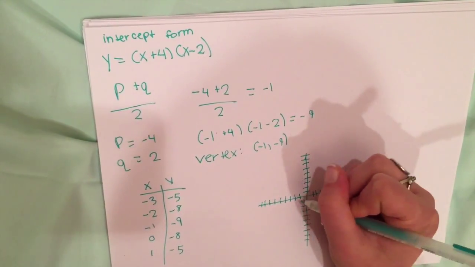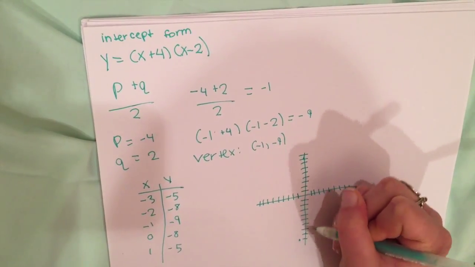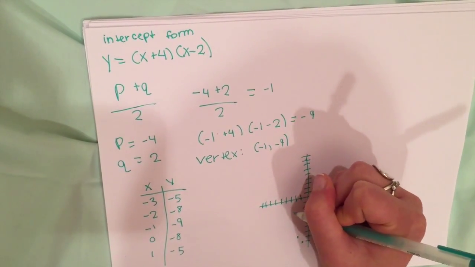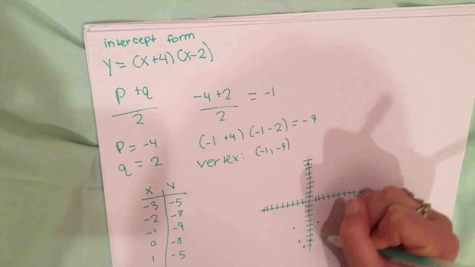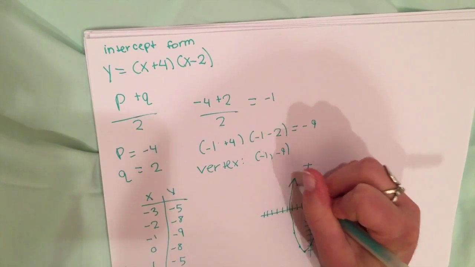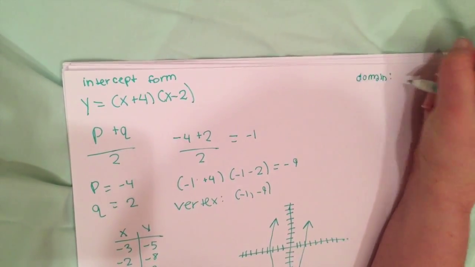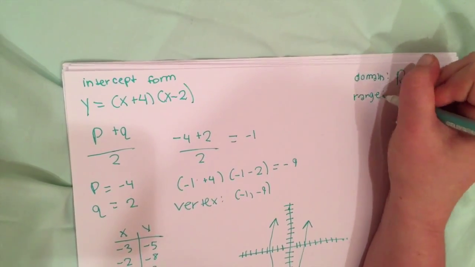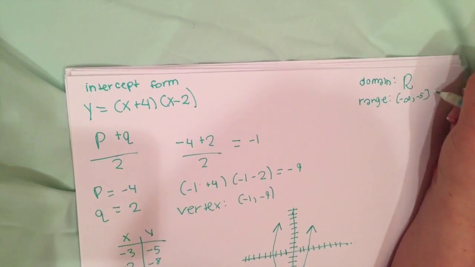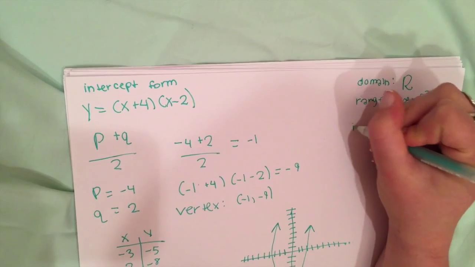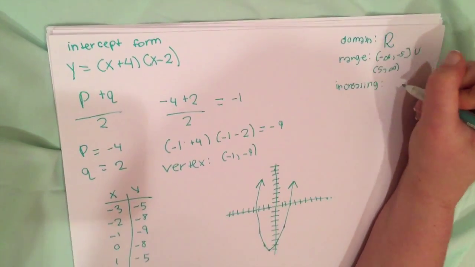Then you plot 2 points to the left of the vertex and 2 points to the right, and this is your graph. The graph is an up U because a is positive. The domain is always all reals, and the range is from negative 9 inclusive to infinity. The graph is increasing from −1 to infinity, and is decreasing from negative infinity to −1.